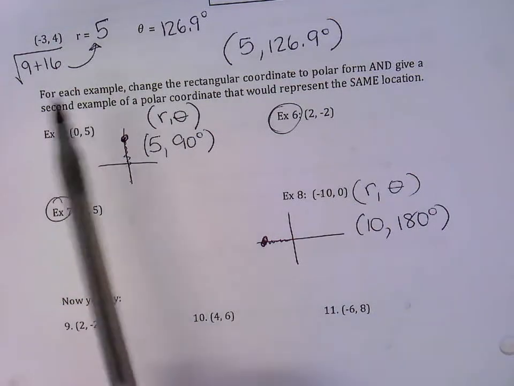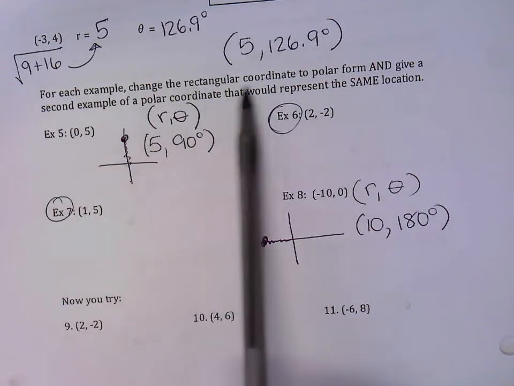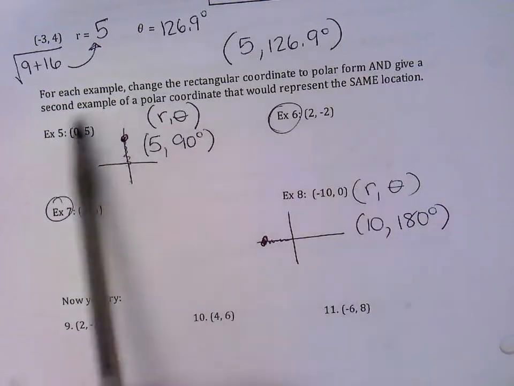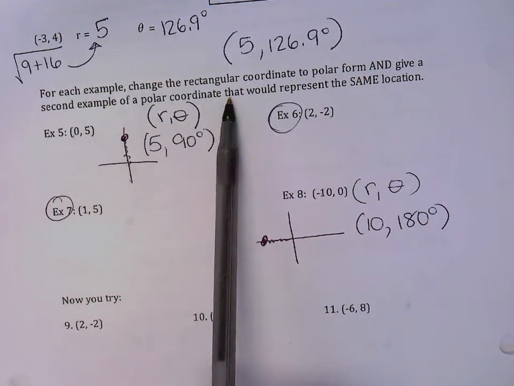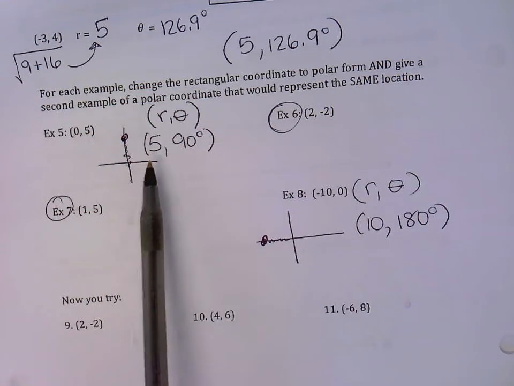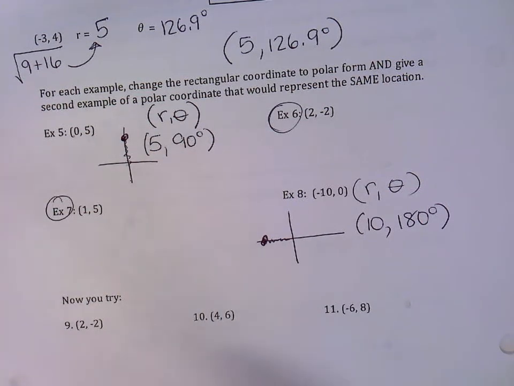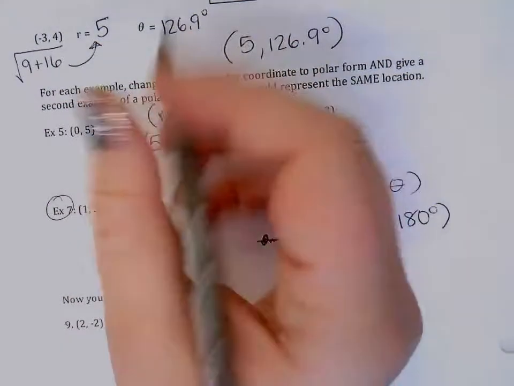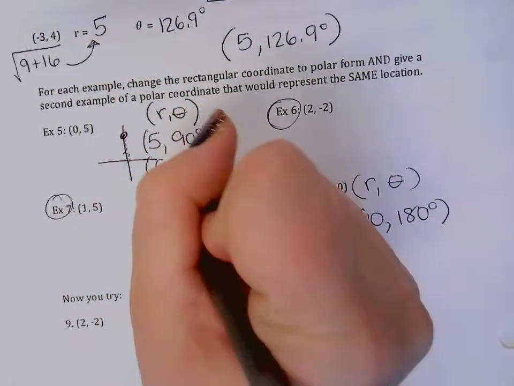So then it says for each example, change it to polar and give a second example of a polar coordinate that would represent the same location. Can you give me another polar coordinate that could also get me to 5, 90? There's a lot of possibilities. Give me another one that could work. Sure, 5, 450. That would work, right? I've gone more than once around.